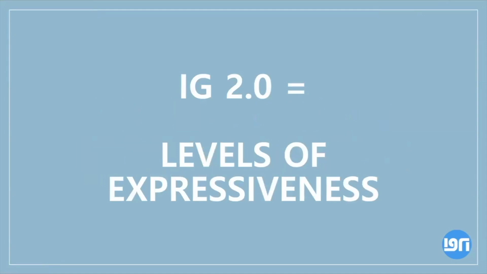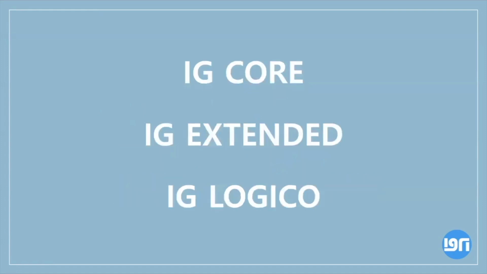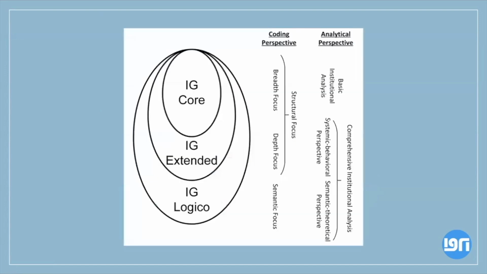One of the innovations that the Institutional Grammar 2.0 introduced was different levels of expressiveness. The levels of expressiveness grew out of recognition that researchers and practitioners needed to study institutional statements at varying levels of detail, depending on the kind of information required for their analysis of an institution. The IG 2.0 has three levels of expressiveness: IG Core, IG Extended, and IG Logico. The following diagram illustrates the relationship among the three levels of expressiveness, as well as what each level focuses on.